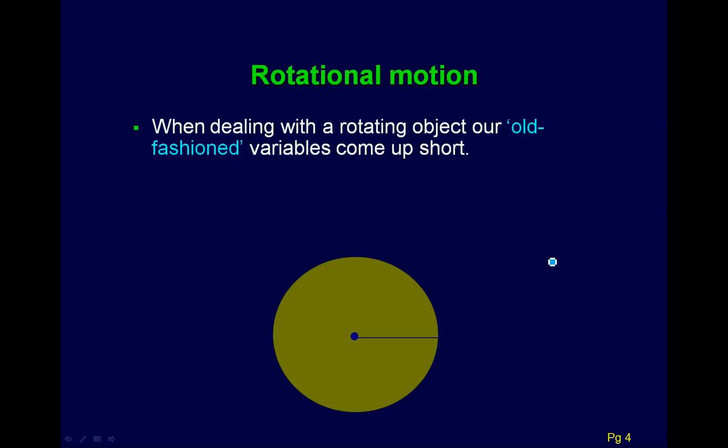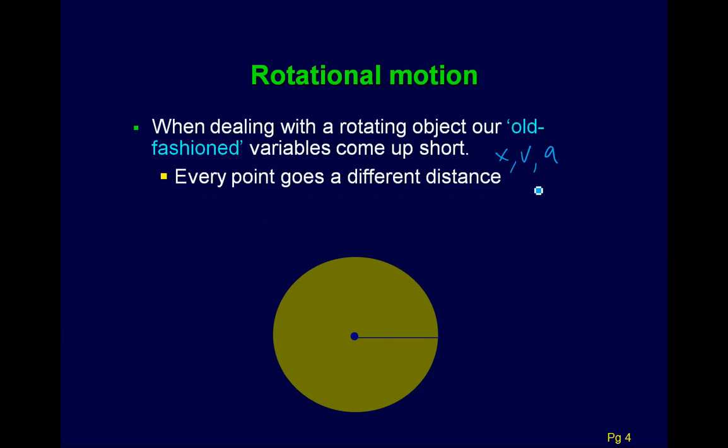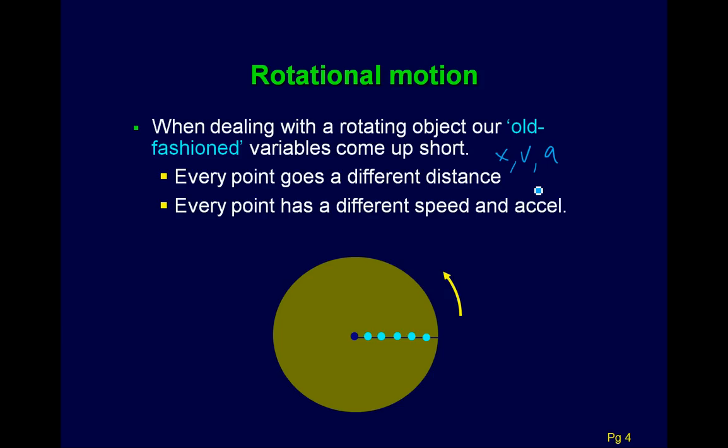Now, when dealing with a rotating object, our old-fashioned variables come up short. Our old-fashioned variables would be position, velocity, linear velocity, and linear acceleration. And why do they come up short? Well, suppose we have these 5 blue dots, and this little green disk here is rotating about its axis of rotation. When we do this, all these dots are going to go a different distance. This inner one goes a much shorter distance than the one that's a little bit further out, and they're all going to have different linear speeds and accelerations. So our old-fashioned values are going to be different for all 5 of these points.